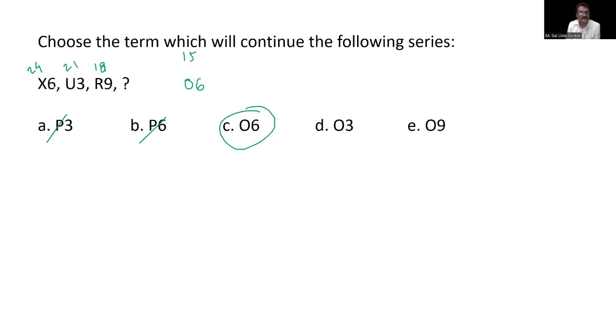Is it clear? X6, U3, R9. So X is the 24th letter. 2 plus 4 is equal to 6. U is the 21st letter. 2 plus 1 is equal to 3. R is the 18th letter. 1 plus 8 equal to 9. What is the next one? 24 minus 3, that is equal to 21. 21 minus 3, 18. 18 minus 3, that is equal to 15. 1 plus 5 is equal to 6.